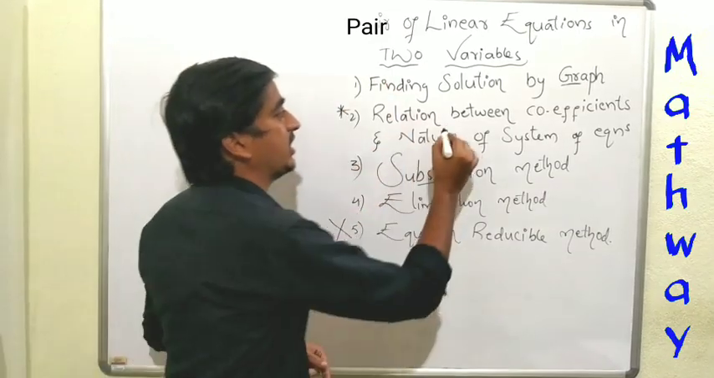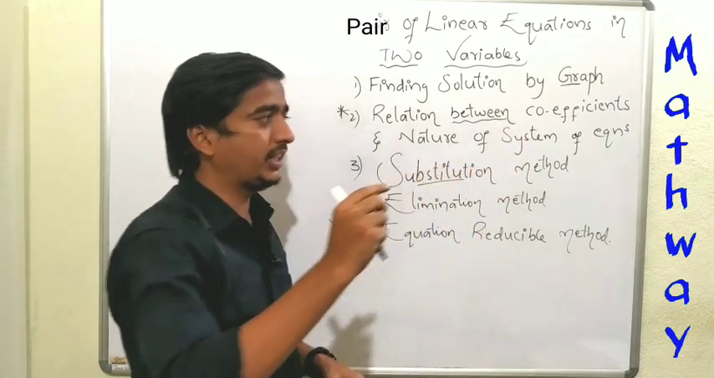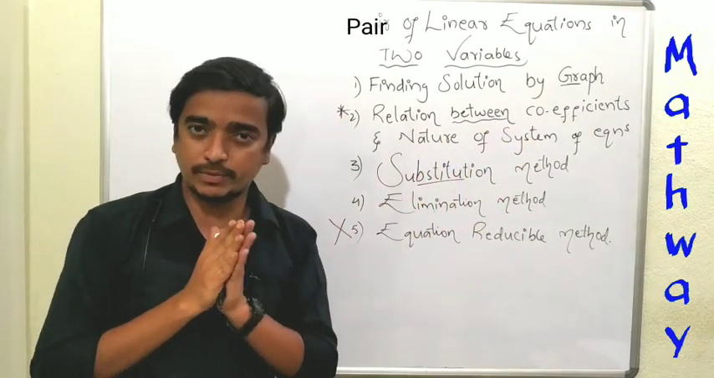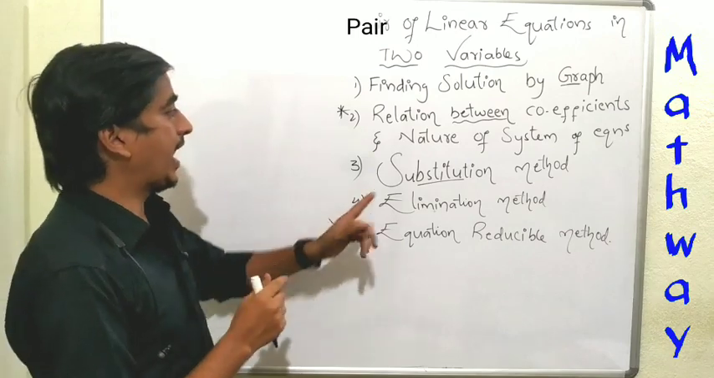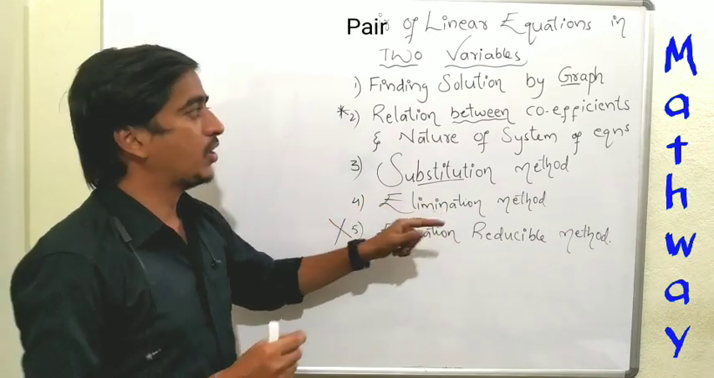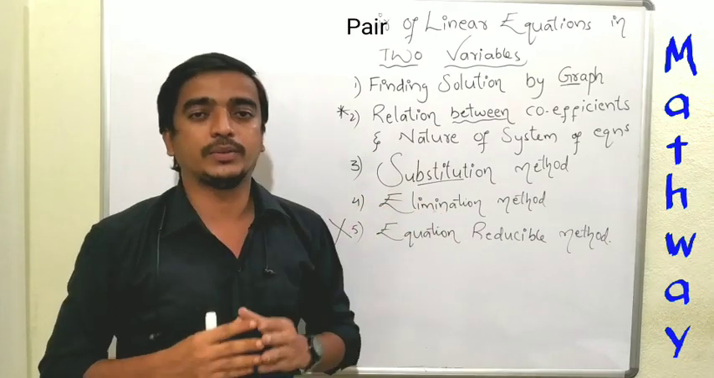The relation is very important. You should learn what is the relation between the coefficients and the nature of the system of lines, and the substitution method, elimination method. So let us discuss each topic now.